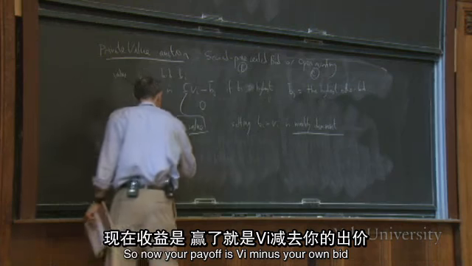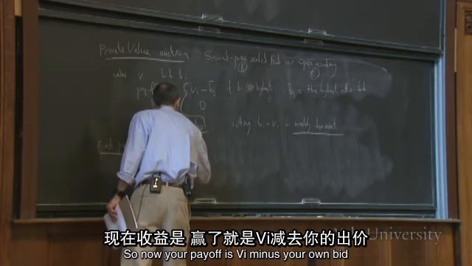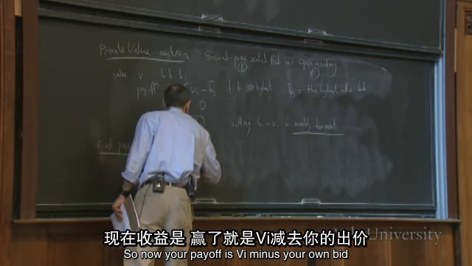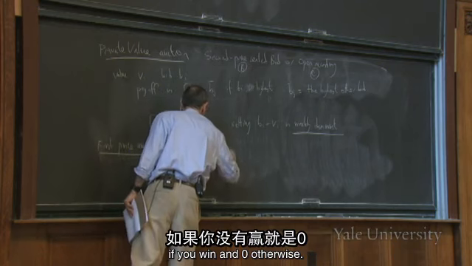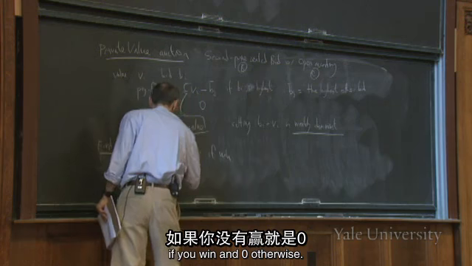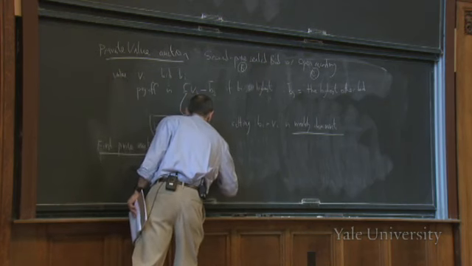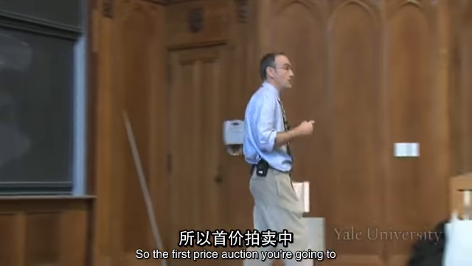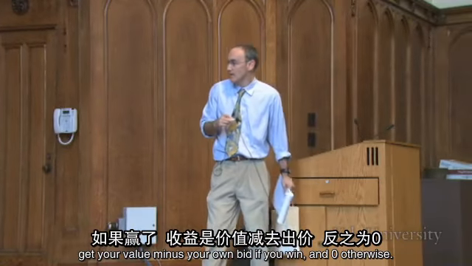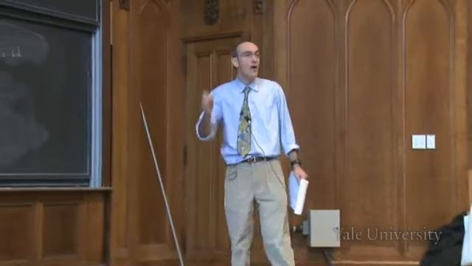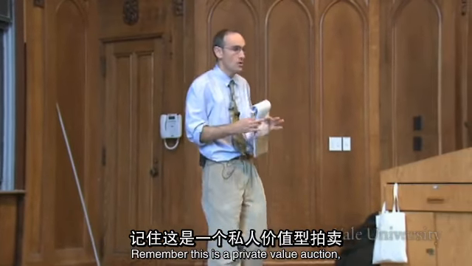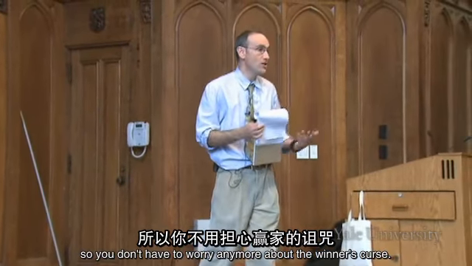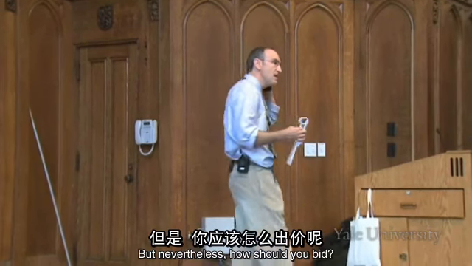So now your payoff is VI minus your own bid if you win and 0 otherwise. Right, so in a first price auction, you're going to get your value minus your own bid if you win and 0 otherwise. Now how should you bid? Remember, this is a private value auction, so you don't have to worry anymore about the winner's curse. But nevertheless, how should you bid?